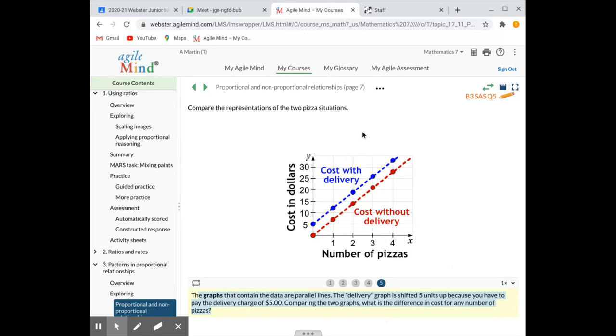All right. Good deal. All right, so we should have been able to answer question 5 based off of page 7. So if you did not answer question 5, you need to do that now. So what does the point (0, 5) represent? And what does it mean in terms of the problem situation? It meant you got no pizzas, but you paid $5 for delivery.